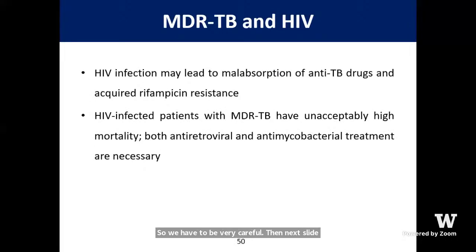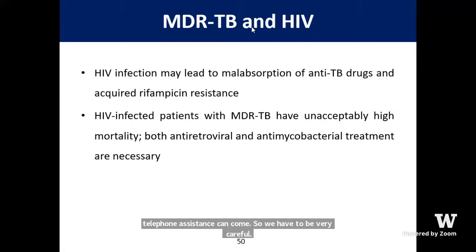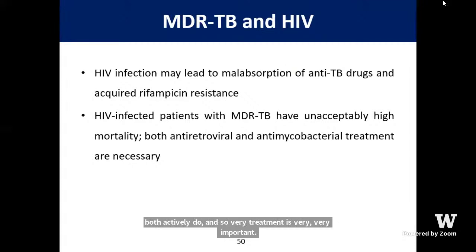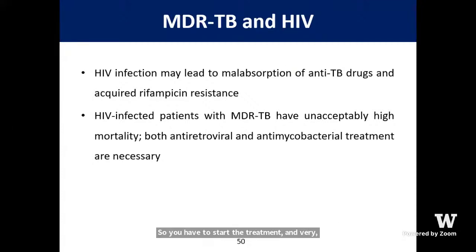So HIV infection may lead to malabsorption of anti-TB drugs. That's a very rare thing, but acquired rifampicin resistance can come, so we have to be very careful. HIV infection with MDR-TB has high mortality, so both antiretroviral and anti-TB treatment are very important. You have to start the treatment, and very close monitoring is needed in an HIV patient with drug-resistant TB.